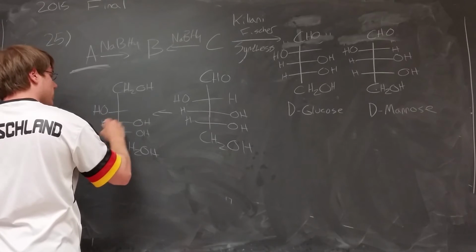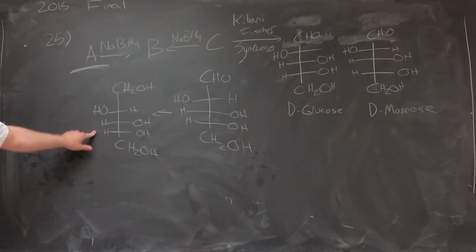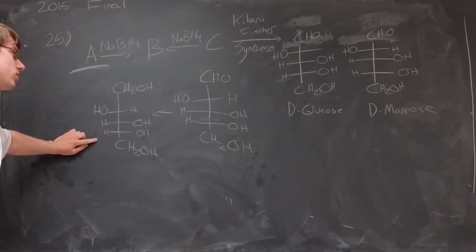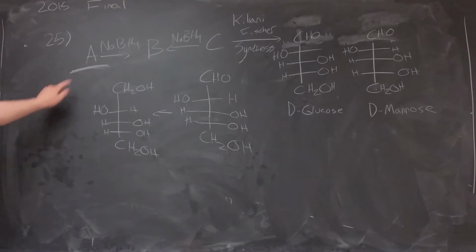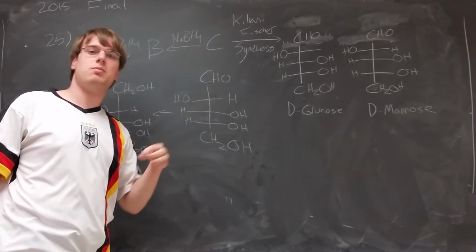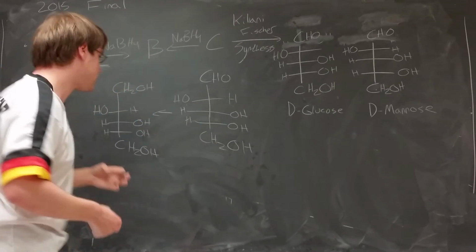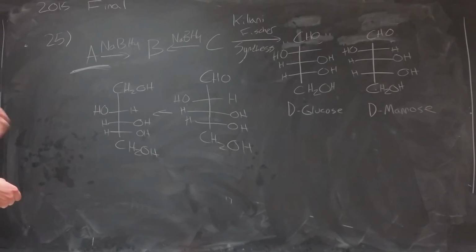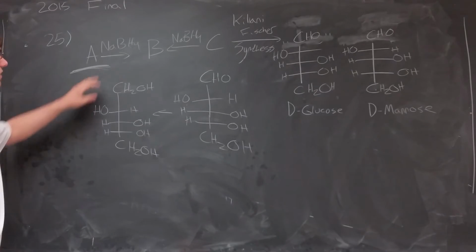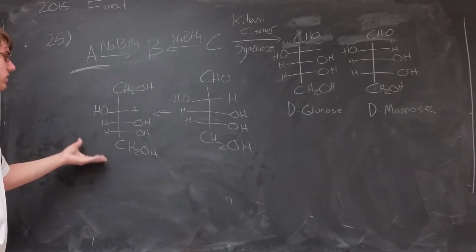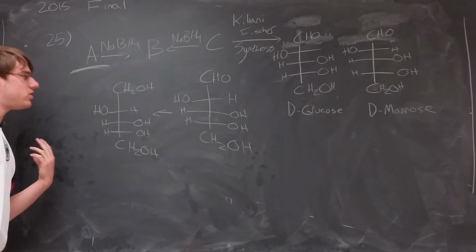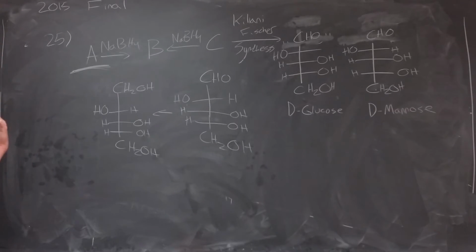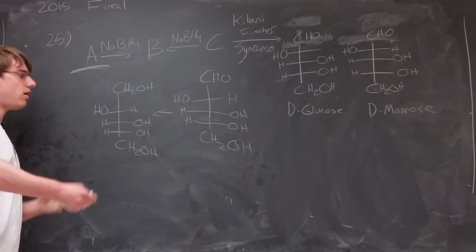Now here's the weird thing. They tell us that structure A will give us this exact same structure. But because A is a different letter from C, that means they're different structures. I can't draw the same thing for A. So what could structure A look like if after being treated with NaBH4 I get this? And now this is the trick. This is a trick you always have to be aware of.